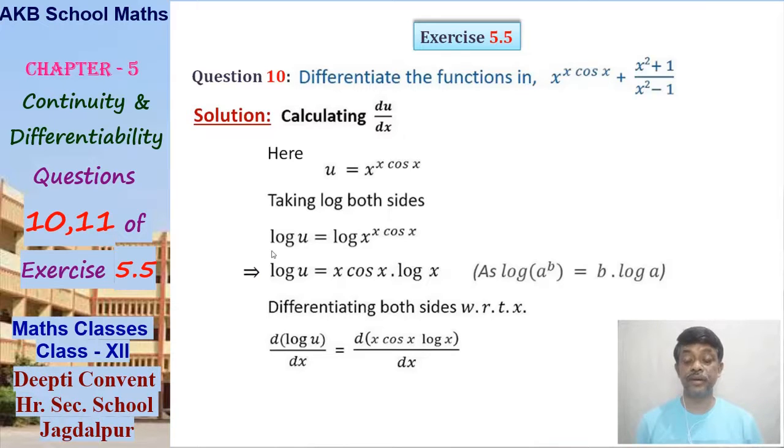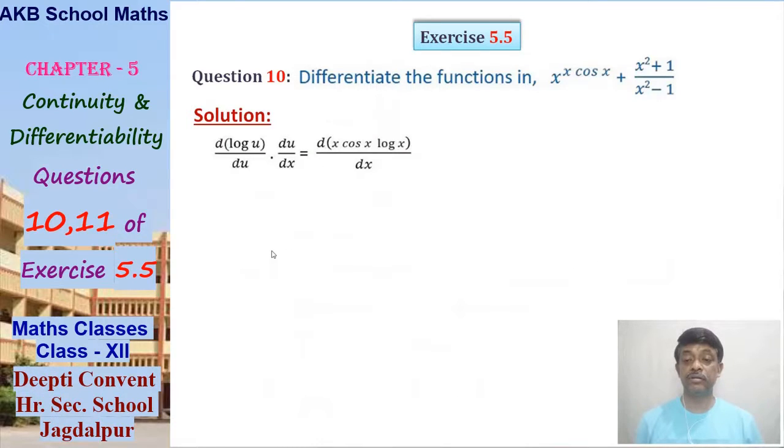We get d log u by dx equals d of this. Okay. Now d log u by du into du by dx equals like this. Now d log u by du is 1 by u, and du by dx equals d of this. Now 1 upon u, du by dx equals d of this.